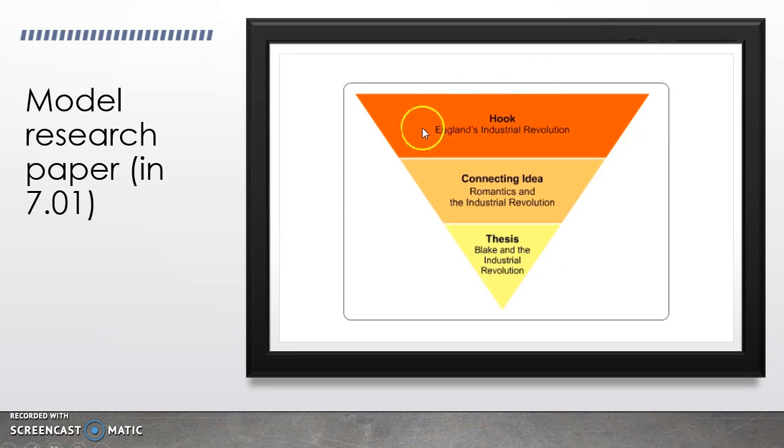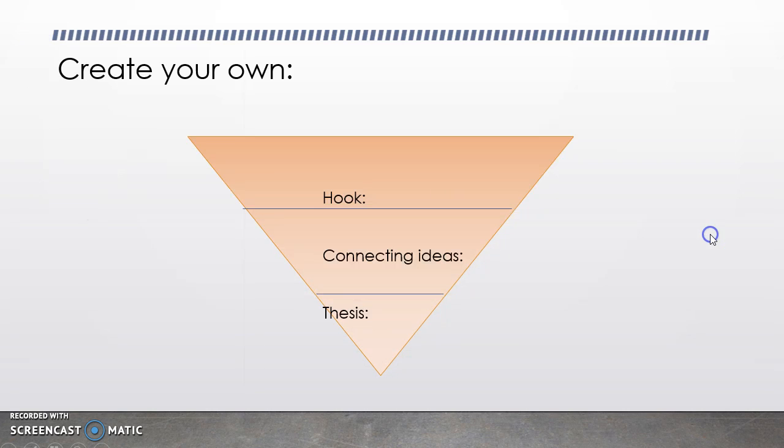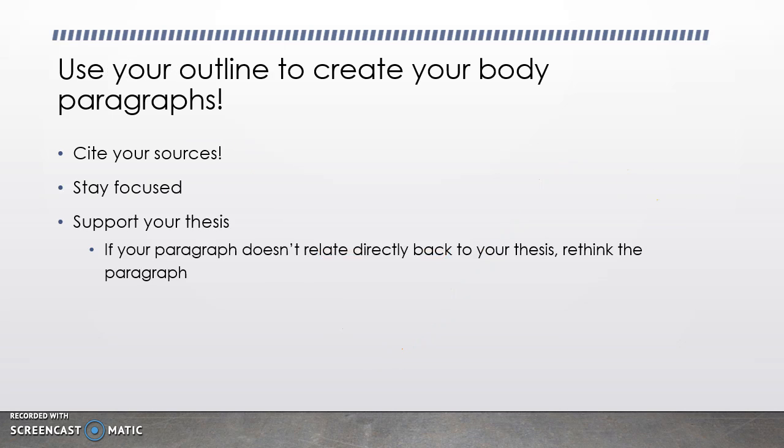Okay, so here's our hook, something about England's Industrial Revolution. Connecting ideas would be romantics in the Industrial Revolution. And then the thesis, this is not a very detailed thesis, but it would be about Blake and the Industrial Revolution. This is not a good thesis unless we're going to write some more words. So here's an opportunity to create your own. Okay, if you wanted to pause this, if you want to just create your own introduction paragraph, that may be helpful for you. And then we will go into an outline to create your body paragraphs.